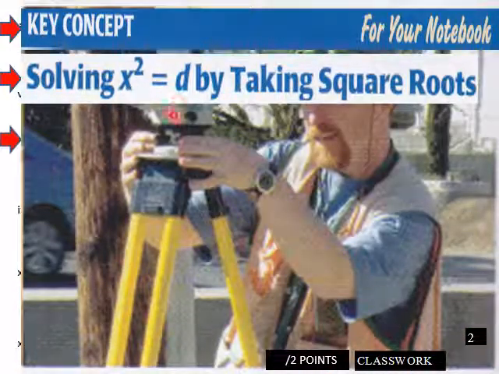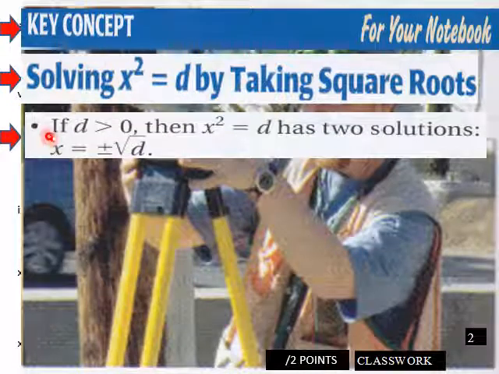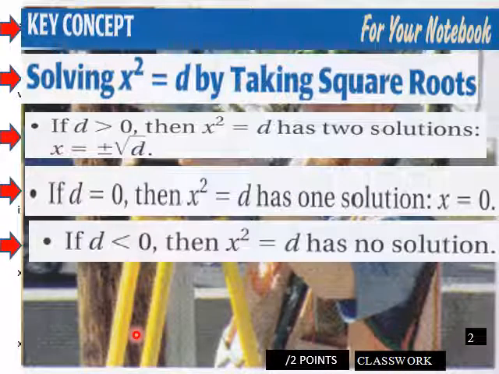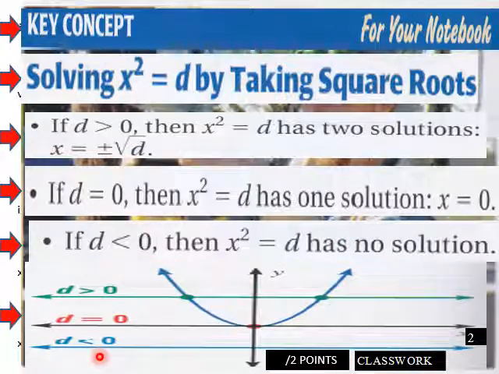So, solving x squared equals d by taking square roots. If d is greater than 0, then x squared equals d has 2 solutions, plus or minus square root of d. If d equals 0, then x squared equals d has 1 solution, x equals 0. If d is less than 0, then x squared equals d has no solution. And then here is our situation: d greater than 0, d equals 0, and then d less than 0 will be down here.